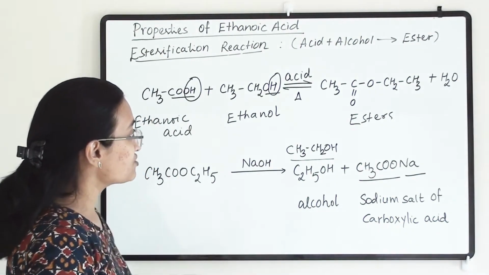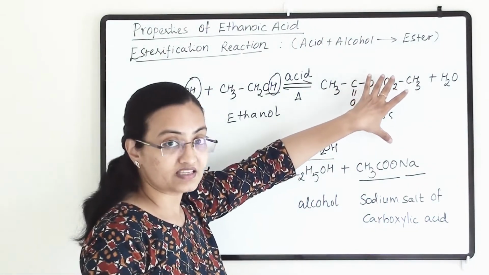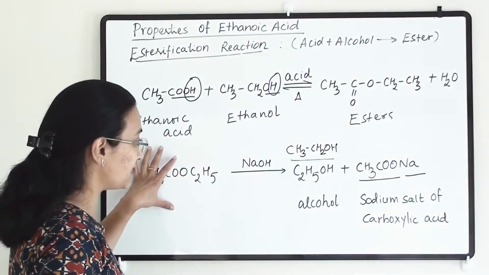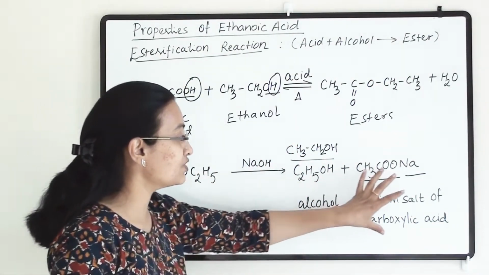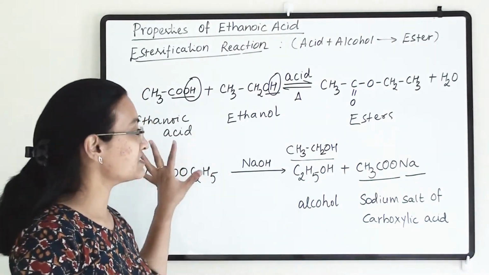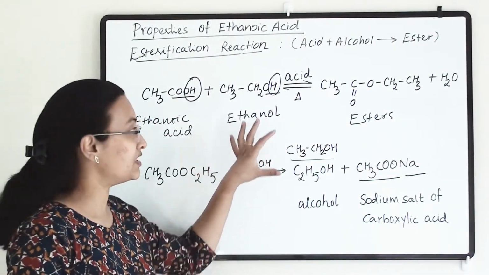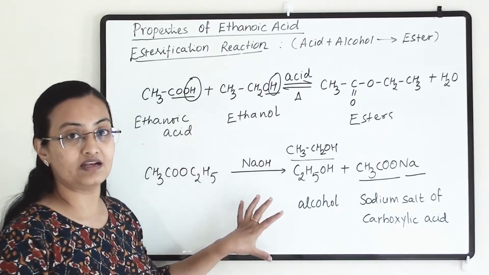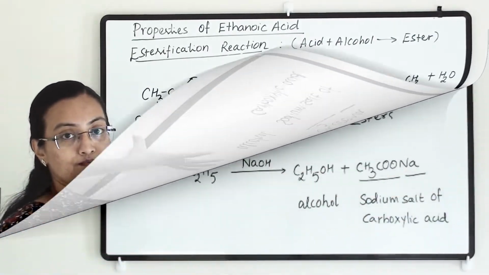From the first reaction we will get esters as a product. From the saponification reaction we will get sodium salt of carboxylic acid and alcohol. So these are some of the basic differences between esterification reaction and saponification reaction.